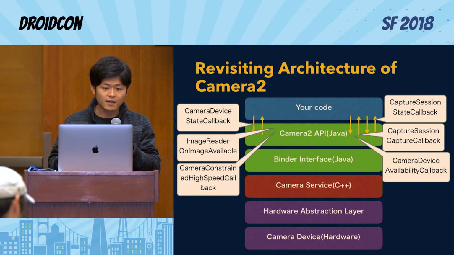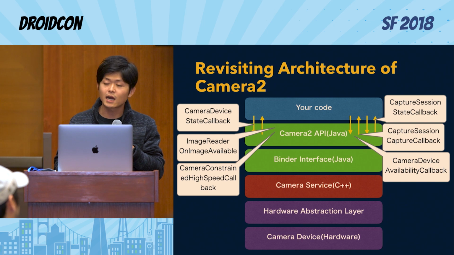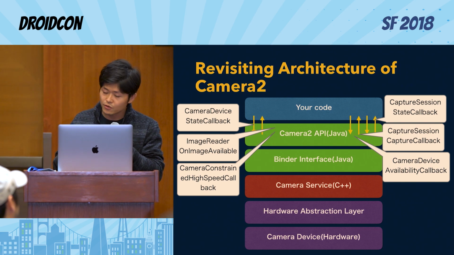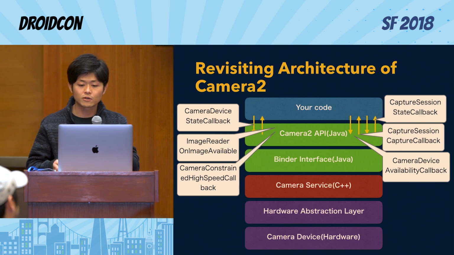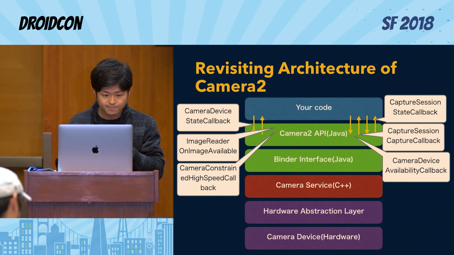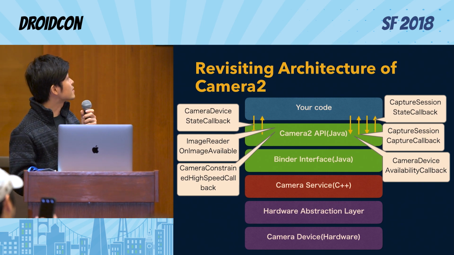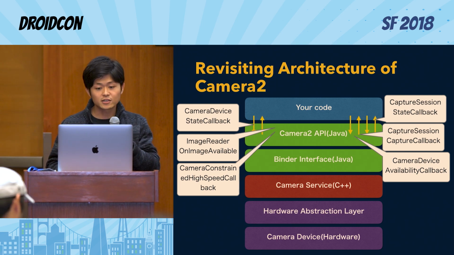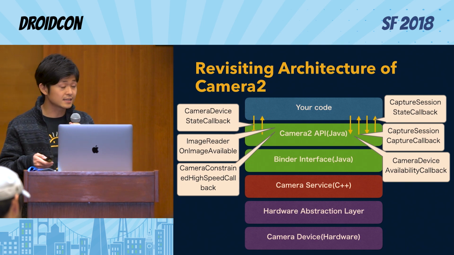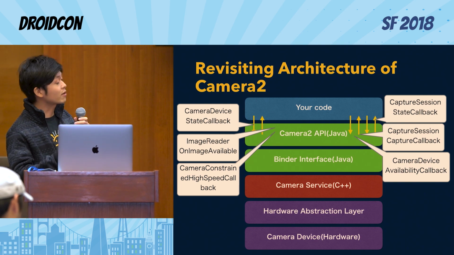So as you can see, one of the reasons the Camera2 API was introduced is to give developers access and control over the lower layer of the Android framework. The side effect, though, is that there are so many callbacks and so many API accesses. This is really hard to organize.